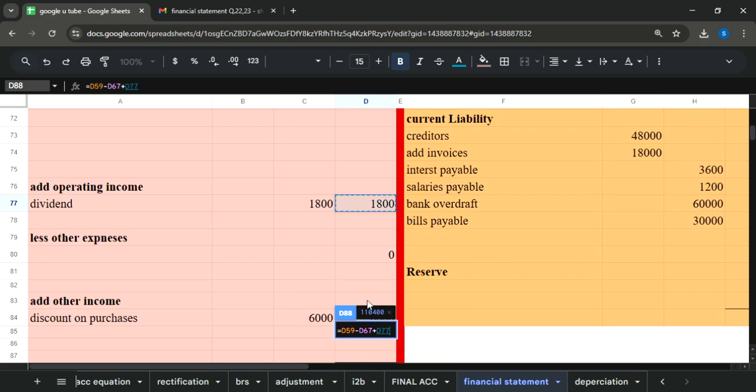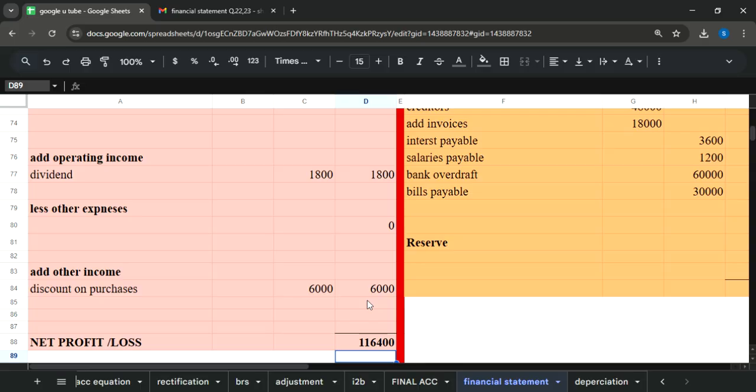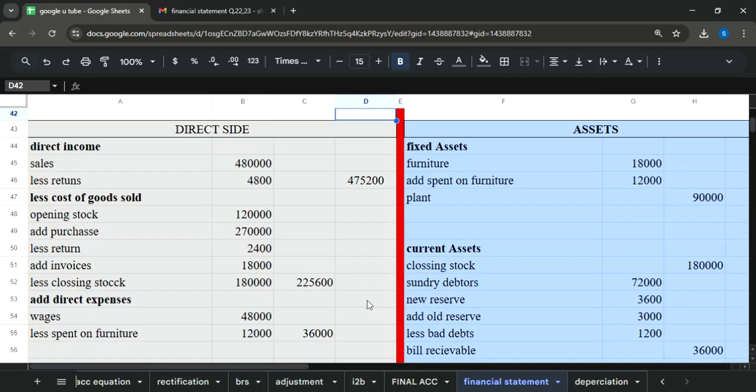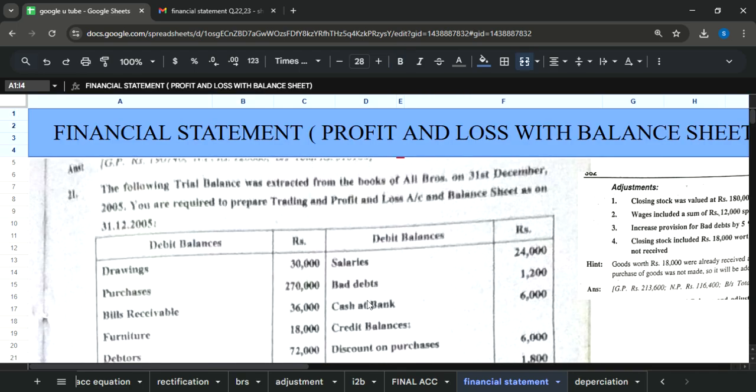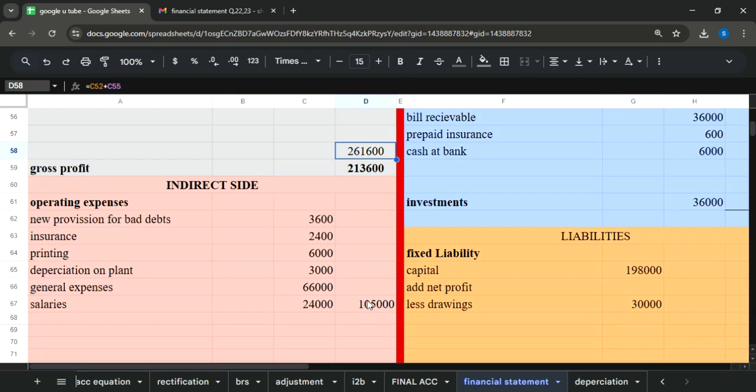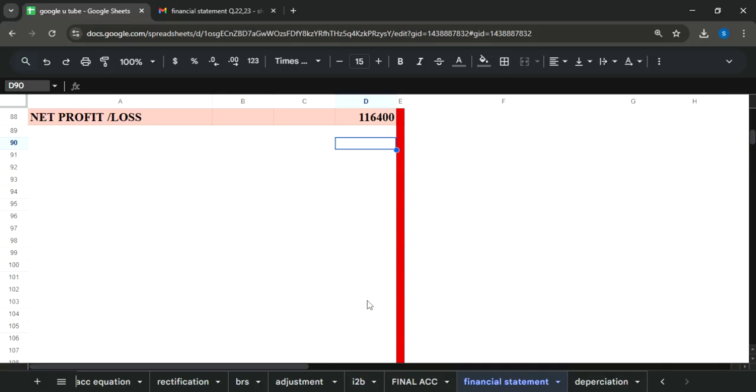This is other income 1800. Then you will subtract other expenses 0, and then you will add your other income, and that is 6000. Okay, all elements related to net profit have been entered, and we have got our net profit.